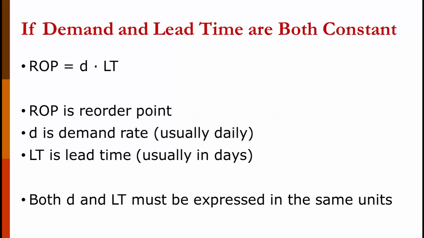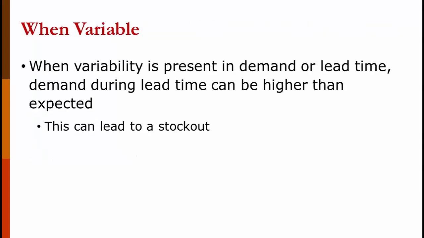If demand and lead time are constant, in other words, there's no variability, the reorder point, or ROP, is just daily demand times the lead time in days, or weekly demand times the lead time in weeks. Doesn't matter what units of time you use, but both demand and lead time have to be expressed in the same units of time.